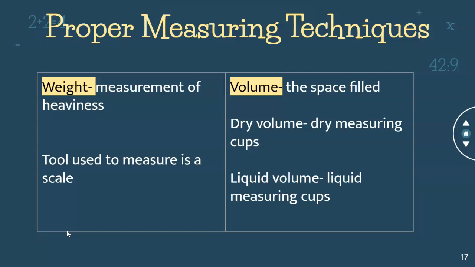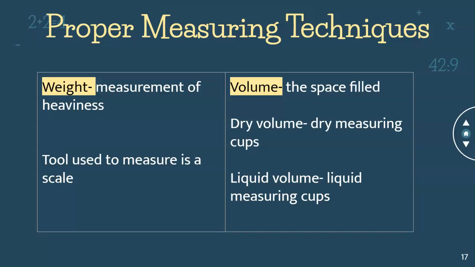So weight measures how heavy an ingredient is. It's measuring the heaviness. Typically, the unit used is ounces or pounds in our American system. We use it to measure flour, sugar in bulk, and then meats. Those are the common things. So an example would be like 8 ounces of flour. And we typically are going to use a scale for that form of measurement, whether it be a digital, balance scale, or portion scale.